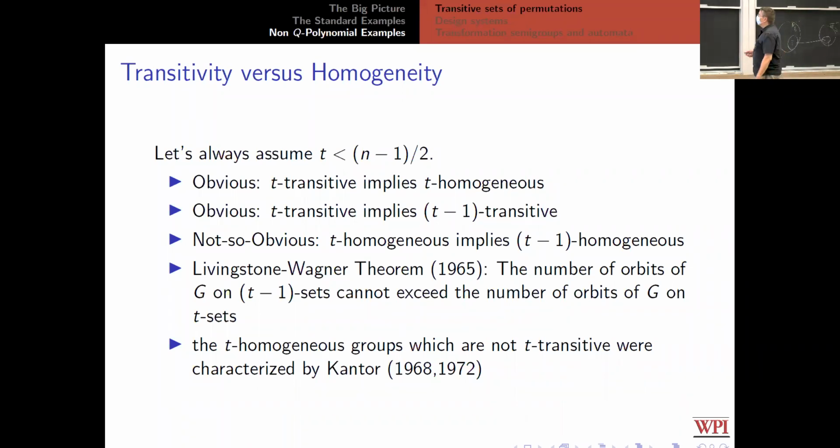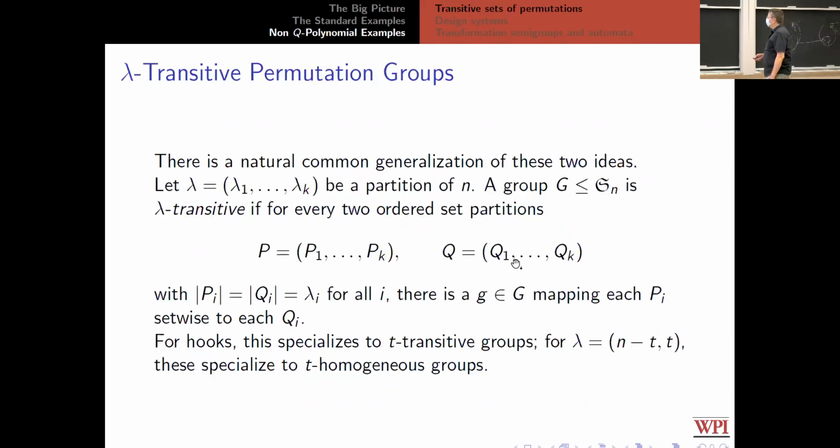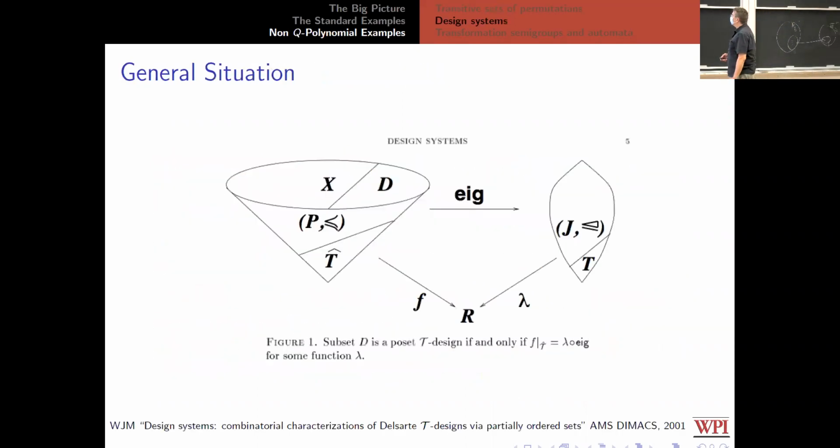My time is up. Okay, so T-transitive implies T-homogeneous. Livingston and Wagner proved this, and then Bill Kantor classified all the T-homogeneous groups that are not T-transitive. This is our definition of lambda-transitive. I'm going to skip that.